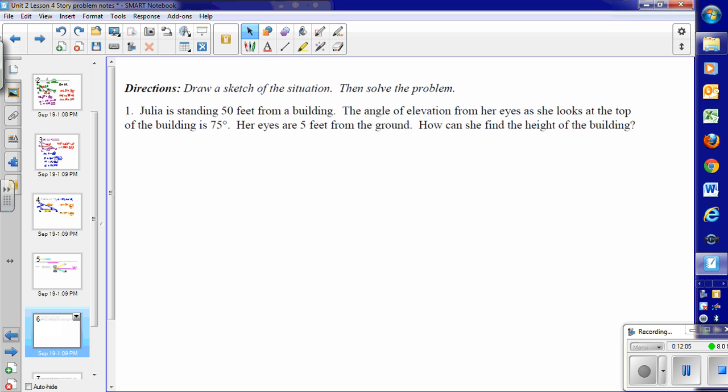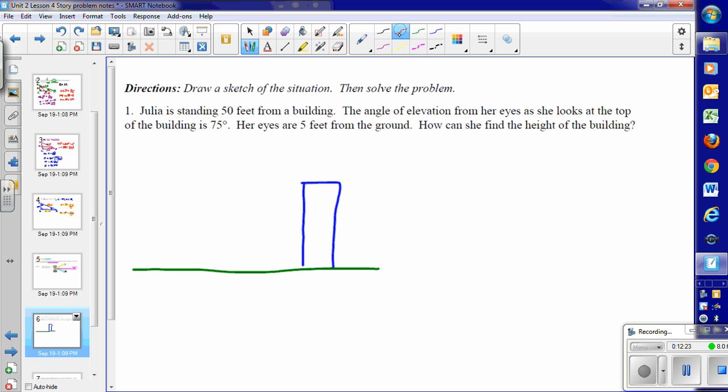First one. Julia is standing 50 feet from a building, so I will use my skills to try to draw this. So we have a building. Here's her building. Here is the ground. And Julia is standing over here. This is definitely not to scale because look how tall Julia is compared to that building. Anyway, so Julia is standing 50 feet from a building. So this distance is 50.